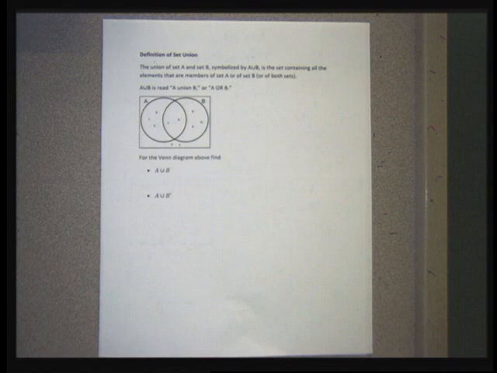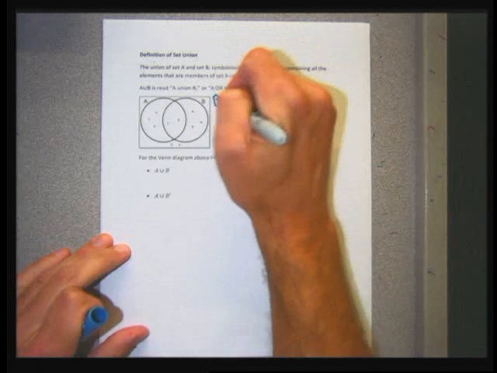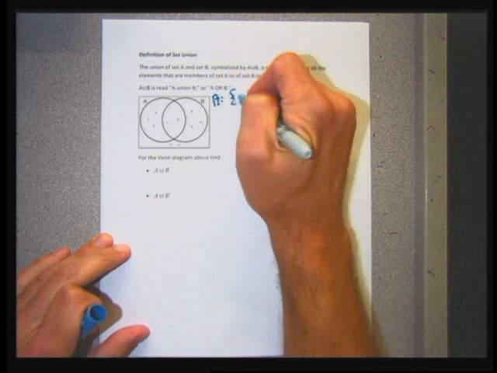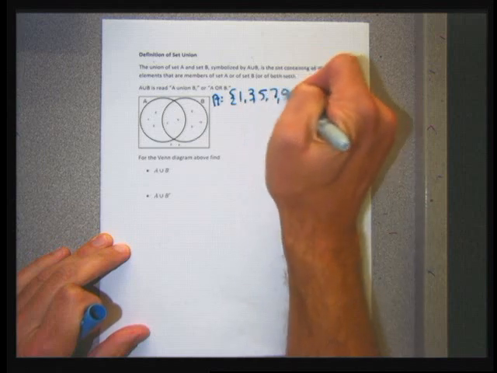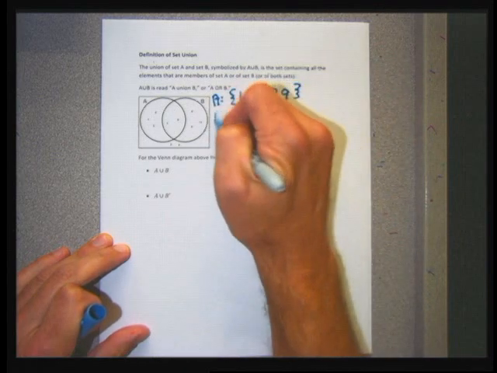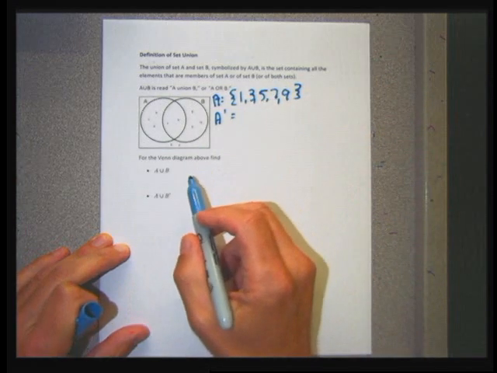But union isn't anything in one set or the other set. We've dealt with these sets already, and so I'm going to write down the sets again. And hopefully you have these handy. Here, A is the set 1, 3, 5, 7, and 9. A prime is the rest of the universe. The universe had the numbers from 1 through 10.